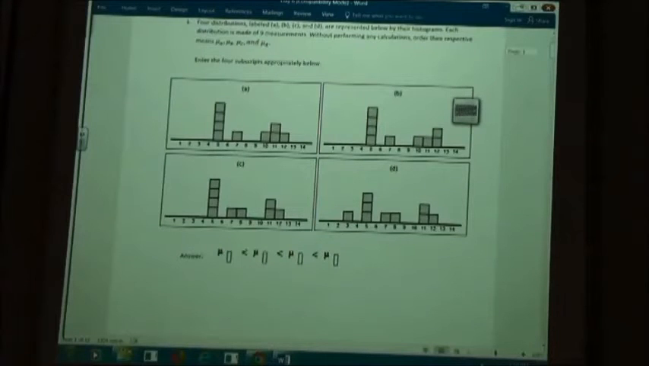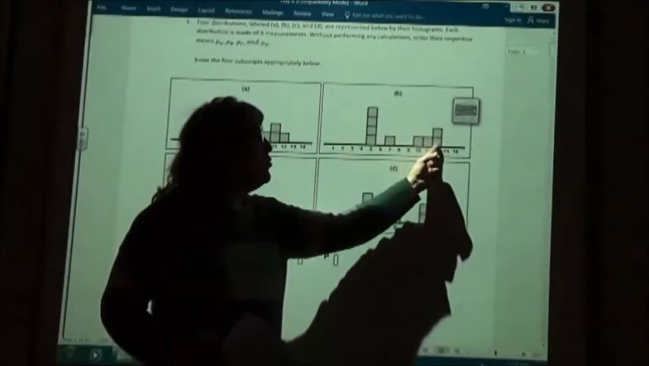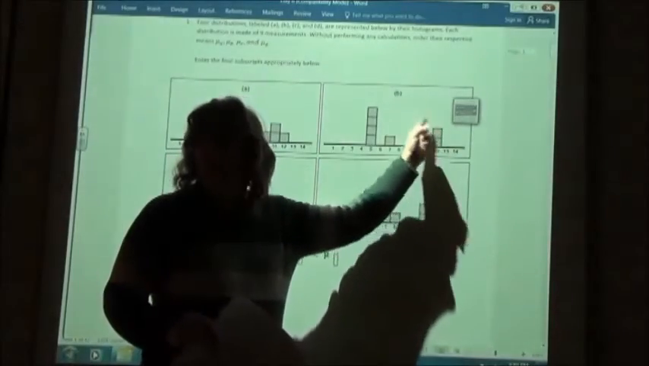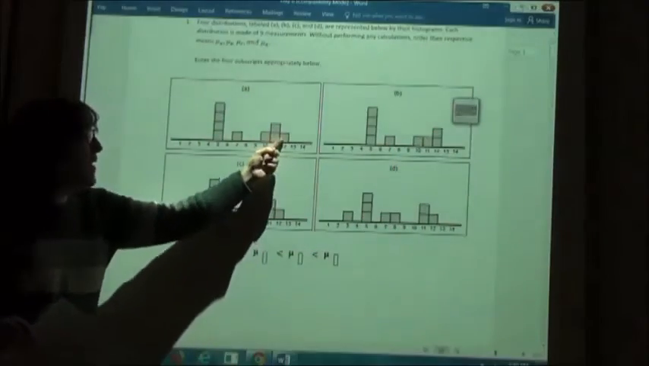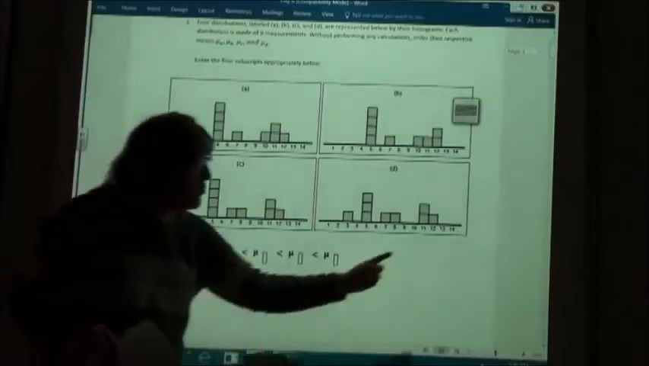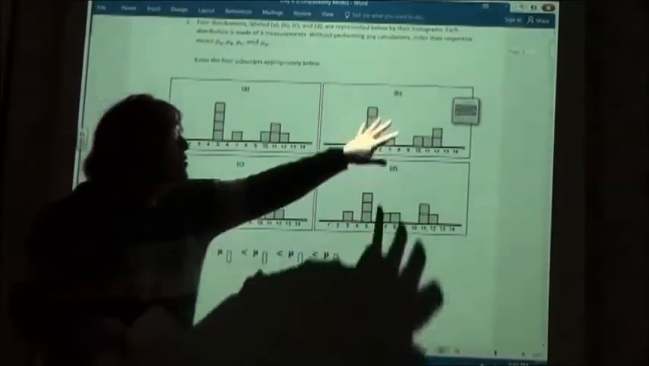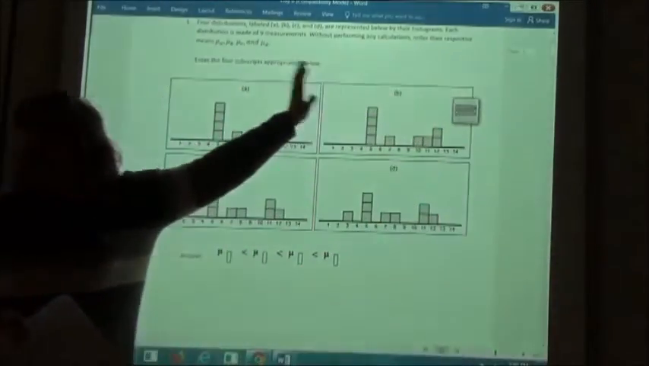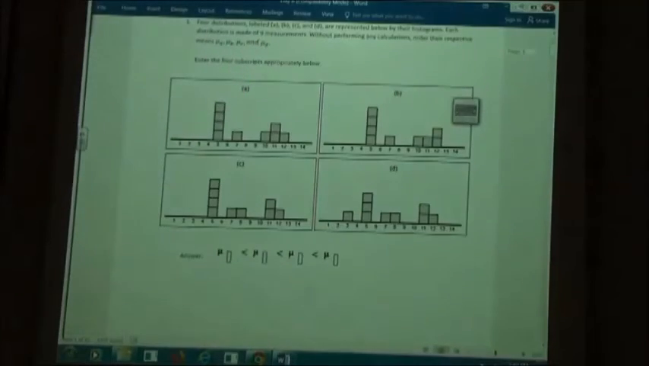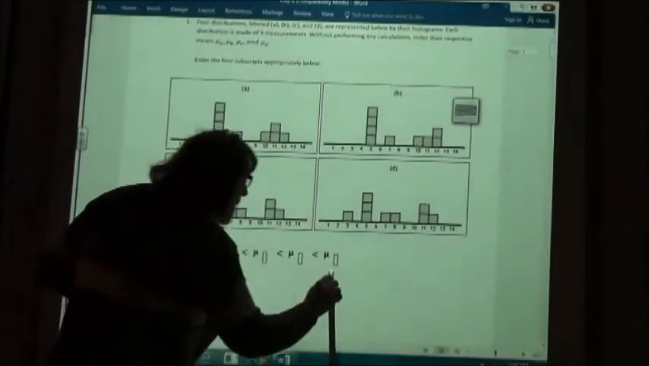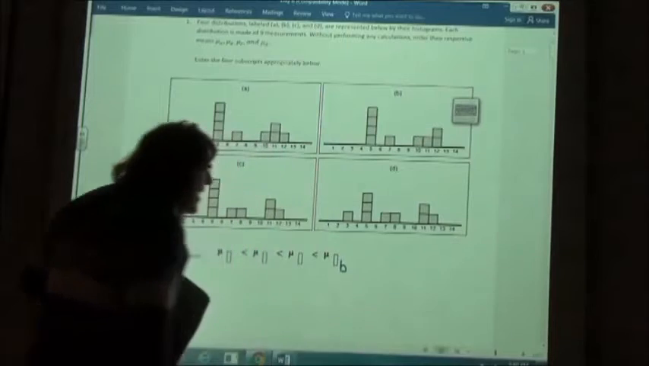B, exactly. Because look at here, B has 2 12s, an 11 and a 10 on this end, right? This one only has 1 12, that one only has 1 12, that one only has 1 12. So B is going to have the highest mean because it has the most numbers that are bigger than the rest. So I'm going to put that first. I like to do that one first.